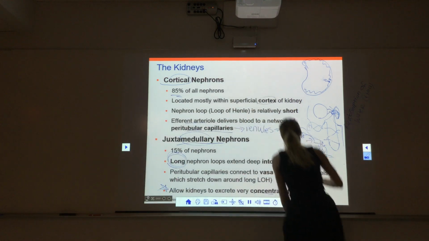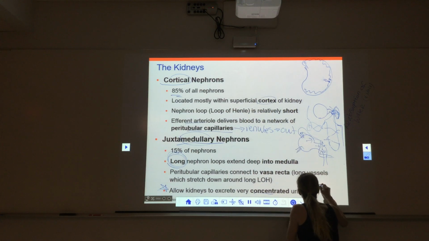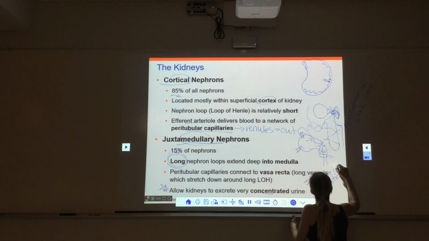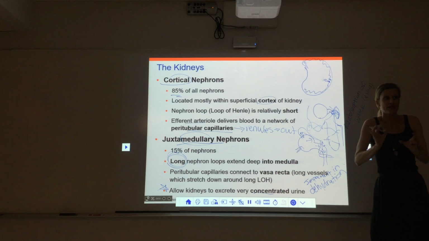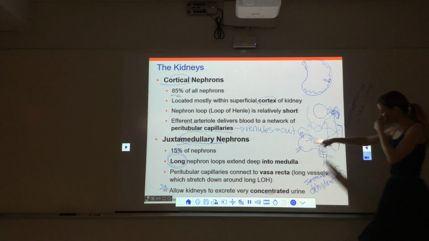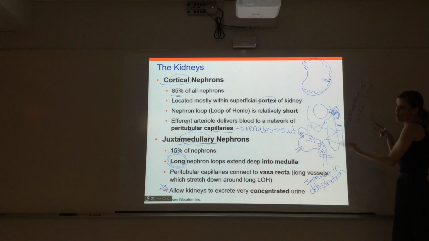So this would be really important, for example, during dehydration. Important in dehydration. We still need to get rid of our wastes, but we can't stand to get rid of any extra water. We need that water. So we shift to the juxtamedullary nephrons where we can reabsorb more of that water.